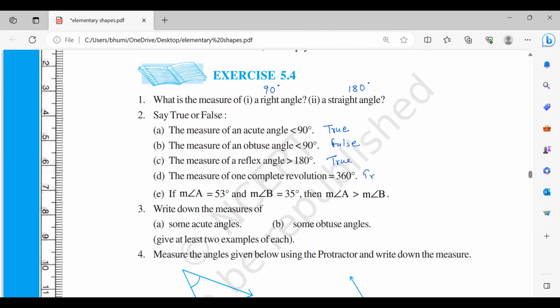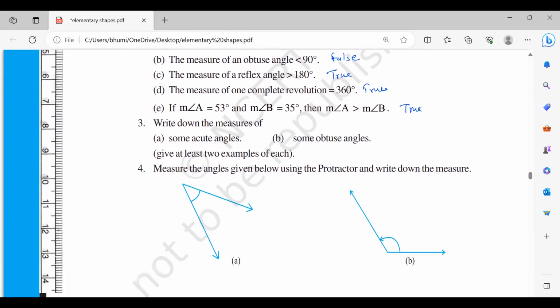Measure of one complete revolution is 360. True. If measure of angle A is 53, B is 35, then 53 will be greater than 35. True. Write down the measure of some acute angles. You can write any, 60, 45, 30 degrees. Some obtuse angles, 92 degree, 110 degree, 172 degrees, like this.